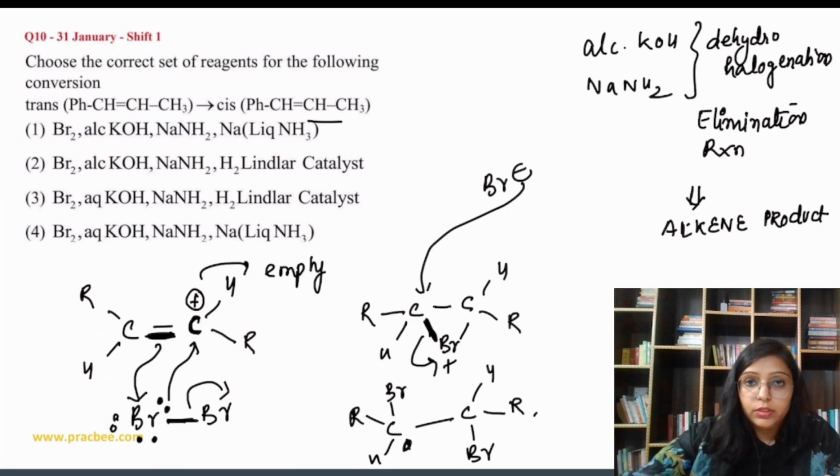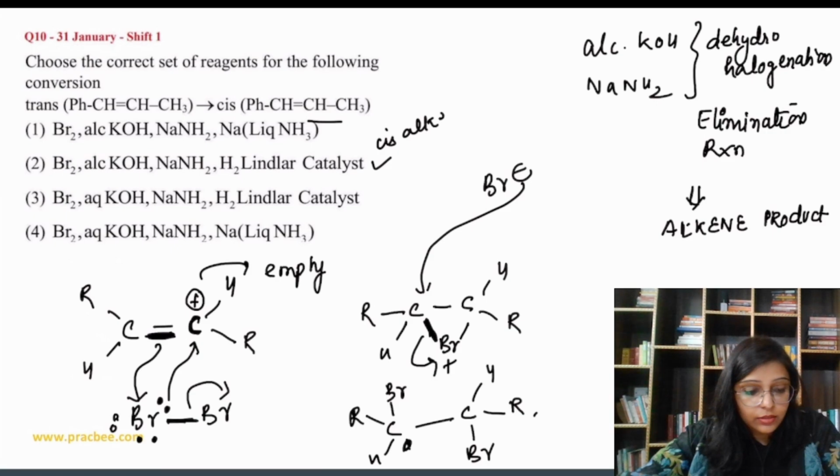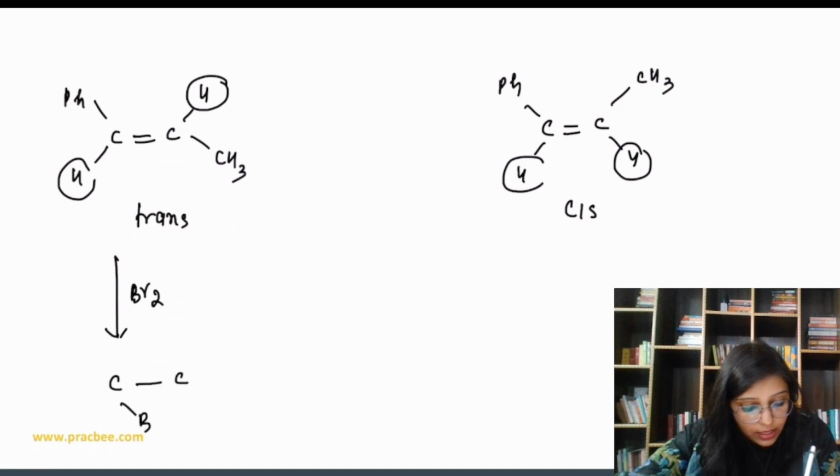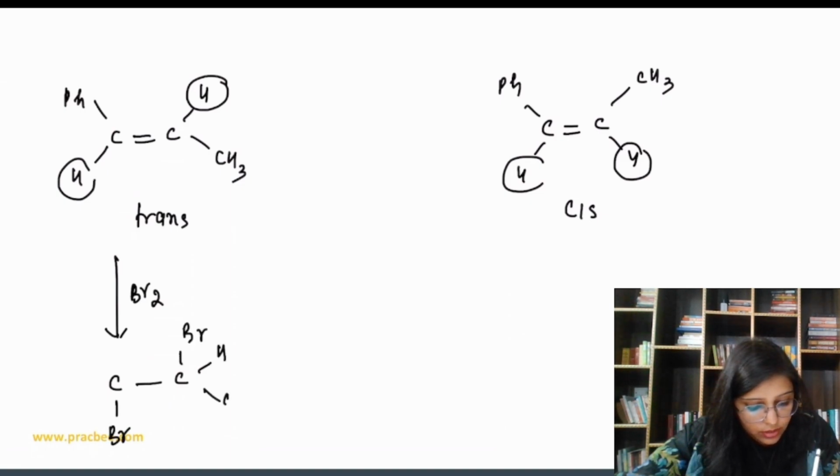So how to solve this? We want cis alkene. So we have Lindlar's catalyst. Lindlar's catalyst is used to form cis alkene. So see how to solve this. First what we are going to do, Br2. So Br2 gives C, Br, Br, then H, CH3, then phenyl, and this is H.